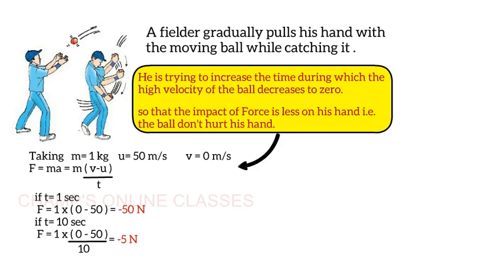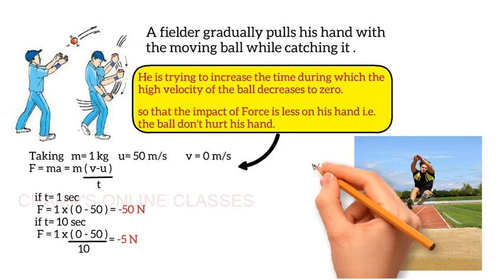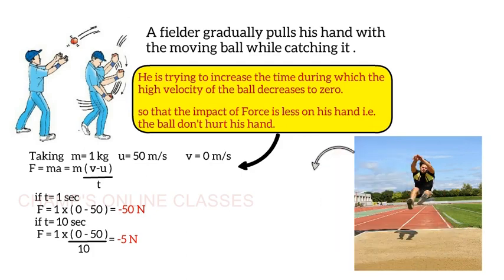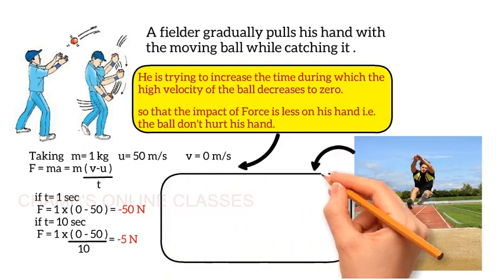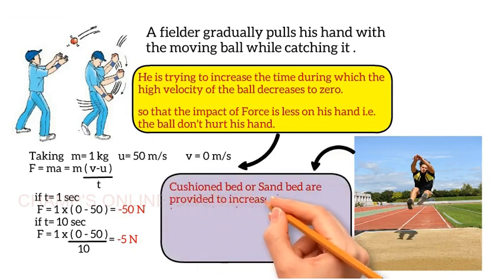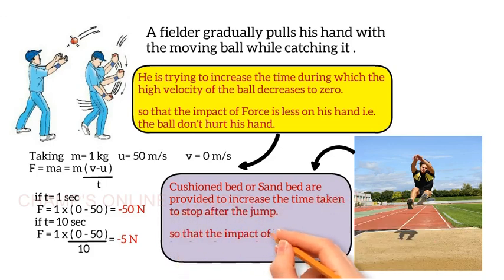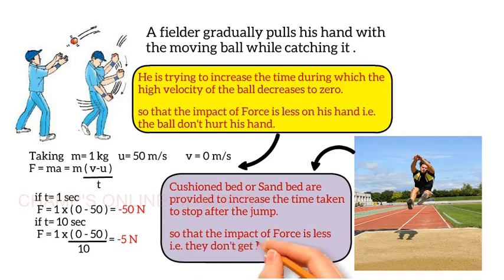If you have noticed, an athlete is provided with a sand or cushioned bed during long jump. Have you ever wondered why? As they are running with a high velocity, if suddenly stopped they can get hurt. So a cushioned bed or sand bed is provided to increase the time taken to stop after the jump so that the impact of force is less, that is, they don't get hurt.